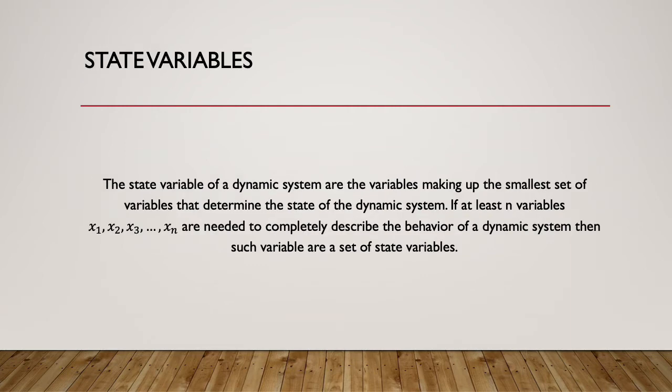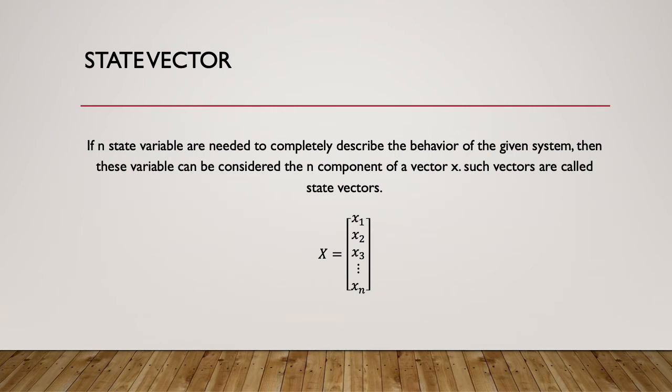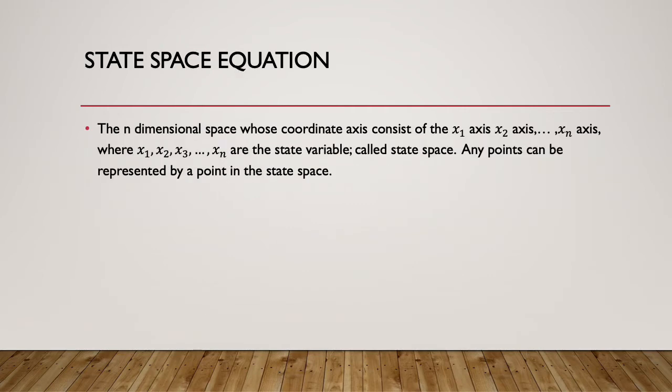State variables are the defining variables like x1, x2, as we have already explained. The combination of the state variables is called the state vector. The equations that we have in the form of states are called the state space equations. The n-dimensional space whose coordinate axes consist of the x1 axis, x2 axis, up to the xn axis, where x1, x2, x3, and so on up to xn are the state variables, is called the state space.